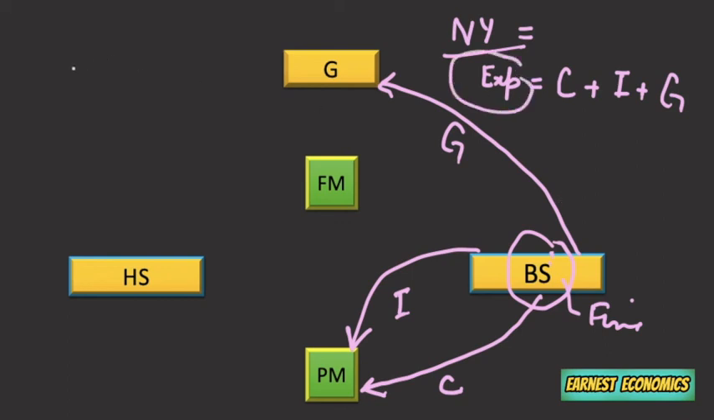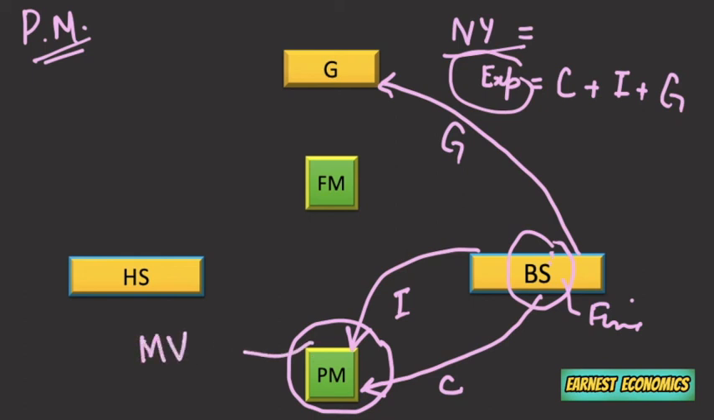The second method is what we call the product method. In this, what we do is that we see the total amount of goods and services produced in an economy. Then we find their money value or monetary value of the total amount of goods and services produced in an economy, and that is what we call the product method. And in this case, we have to focus on the product market, whatever is produced by the business sector. So that also needs to be kept in mind.